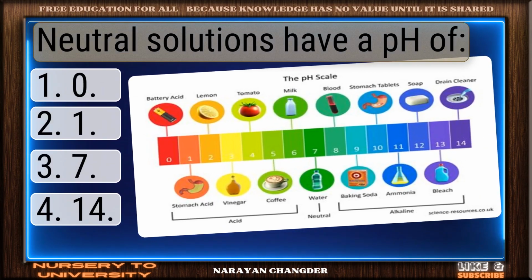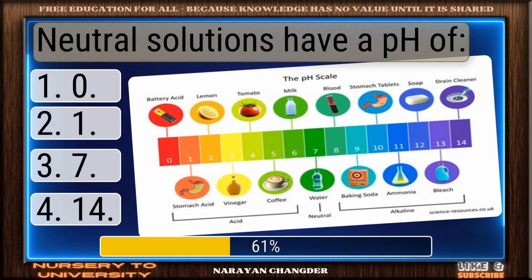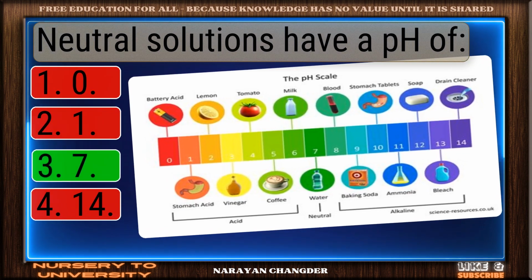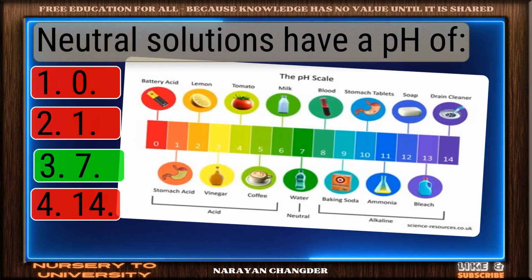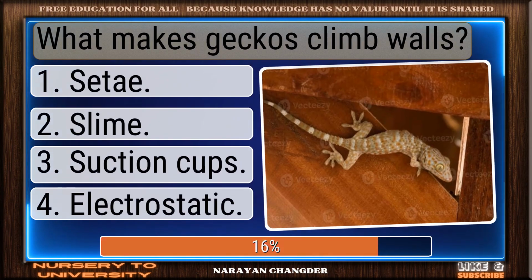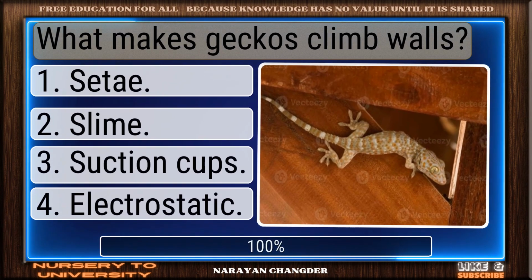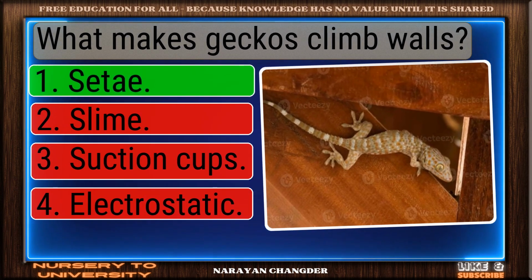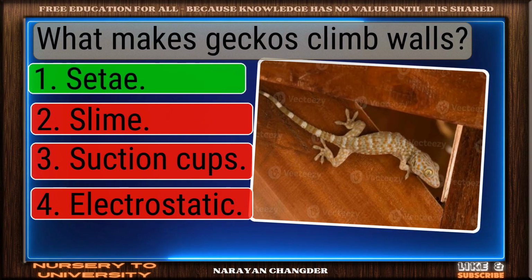Neutral solutions have a pH of... Well reasoned. 7 is the correct choice. What makes geckos climb walls? Right again. Set A is a valid answer.